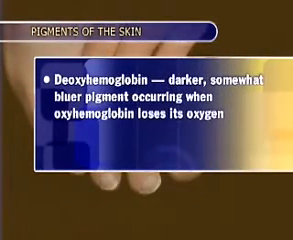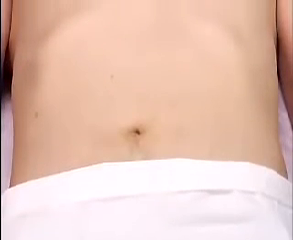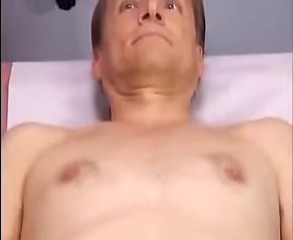deoxyhemoglobin is the darker and somewhat bluer pigment occurring when oxyhemoglobin loses its oxygen to body tissue while passing through the capillary bed. An increased concentration of deoxyhemoglobin in cutaneous blood vessels gives the skin a bluish cast, known as cyanosis. Skin color is affected not only by pigments, but also by the scattering of light as it is reflected back through the turbid superficial layers of the skin or vessel walls.